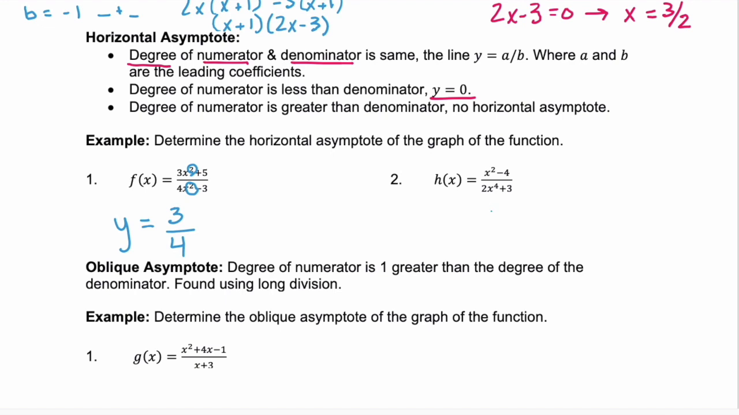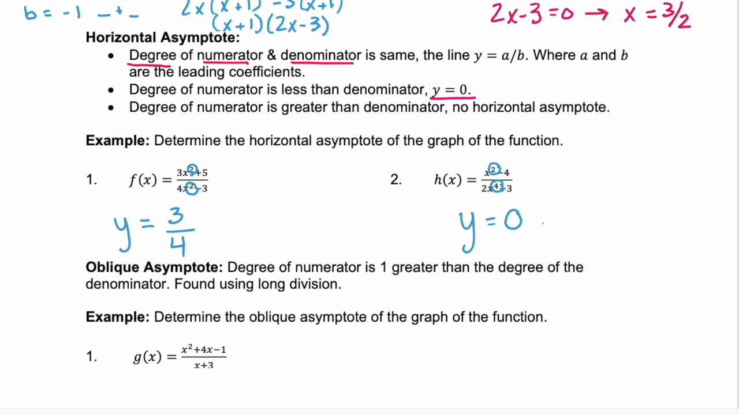For example 2, the degree in the numerator is 2 and the degree in the denominator is 4. The degree of the numerator is less than the denominator, so y equals 0, or the x-axis, is going to be your horizontal asymptote. See, a little bit easier to calculate, but a lot more rules.